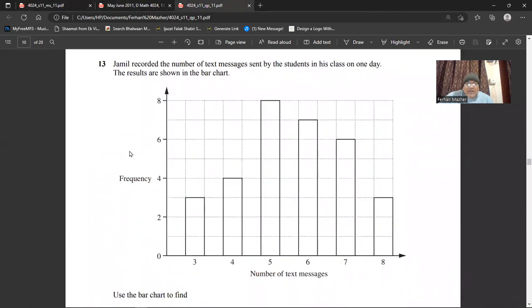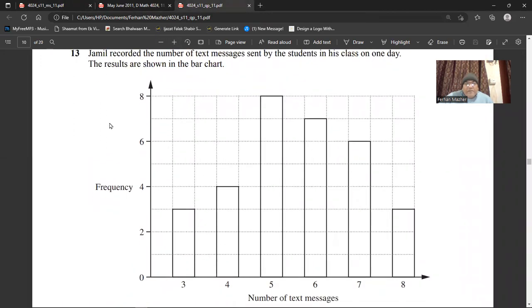Okay, so now question number 13. Jamil recorded the number of text messages sent by the students in his class on one day. The results are shown in the bar chart. 3 messages, 3 people sent; 4 messages, 4 people sent; 5 messages, 8 people; 6 messages, 7 people; 7 messages, 6 people; 8 messages, 3 people.